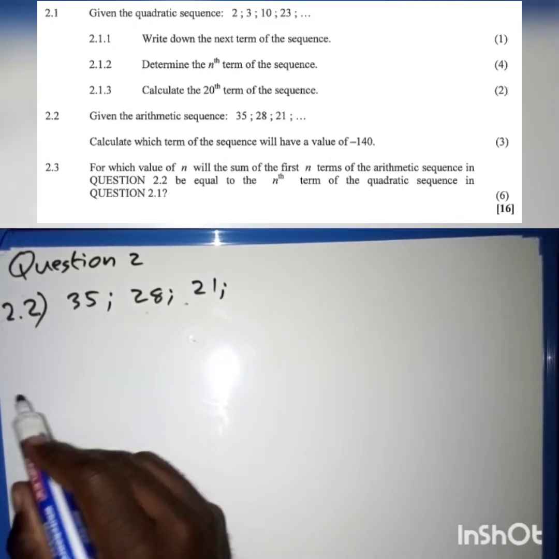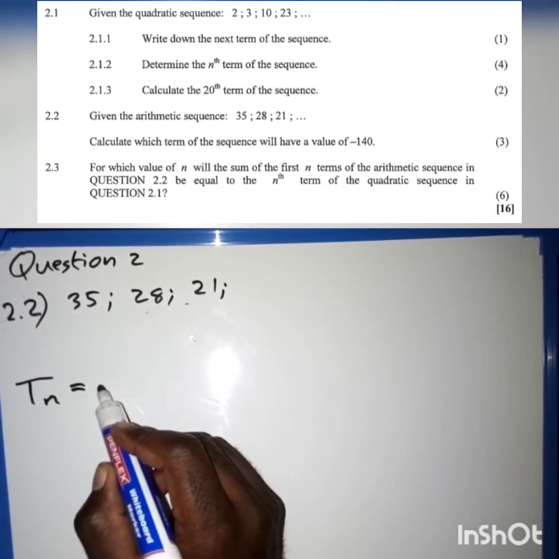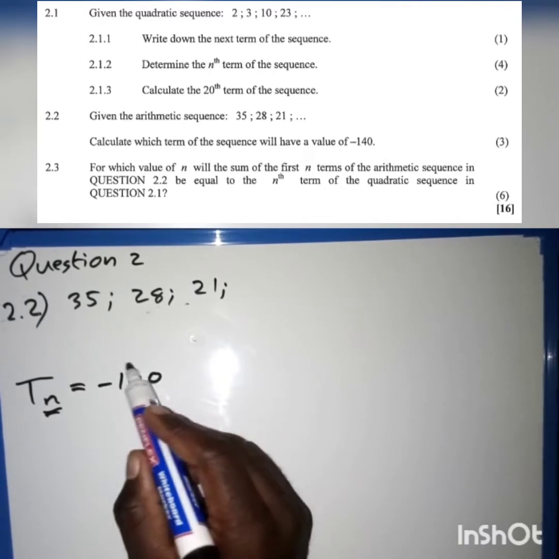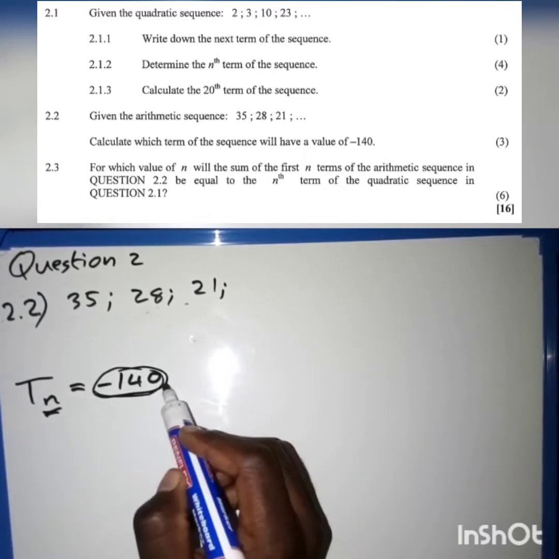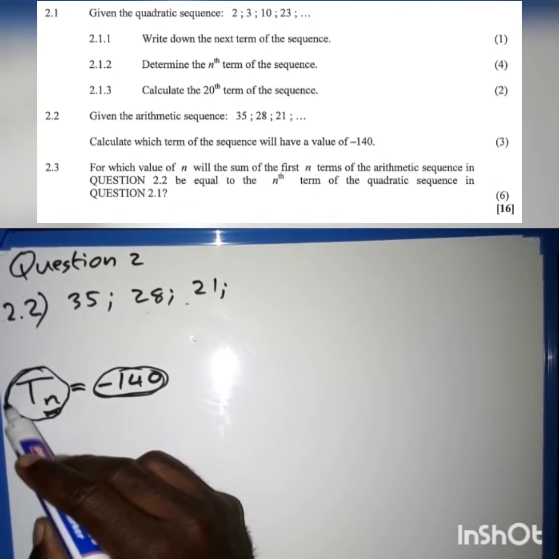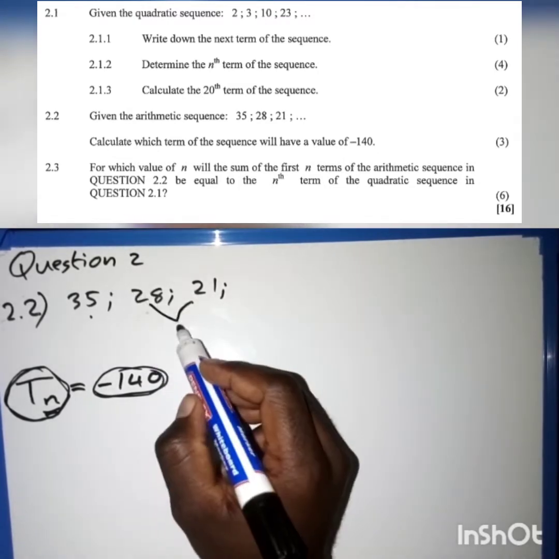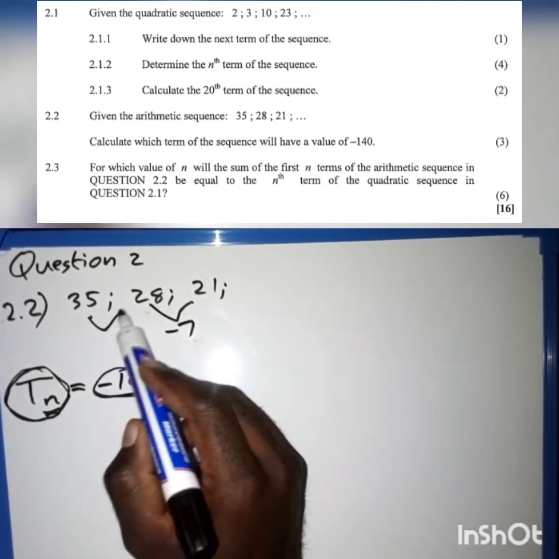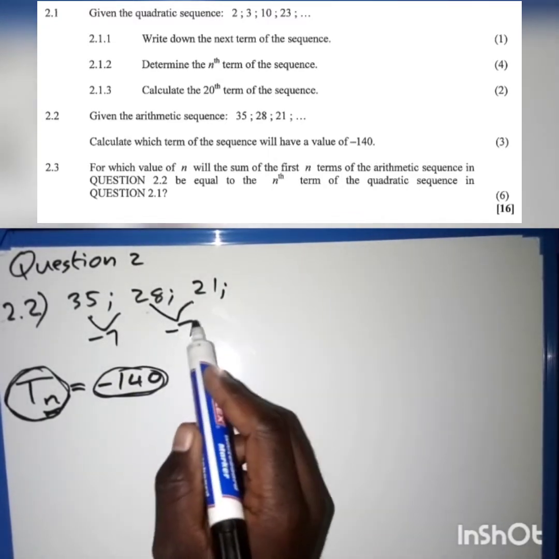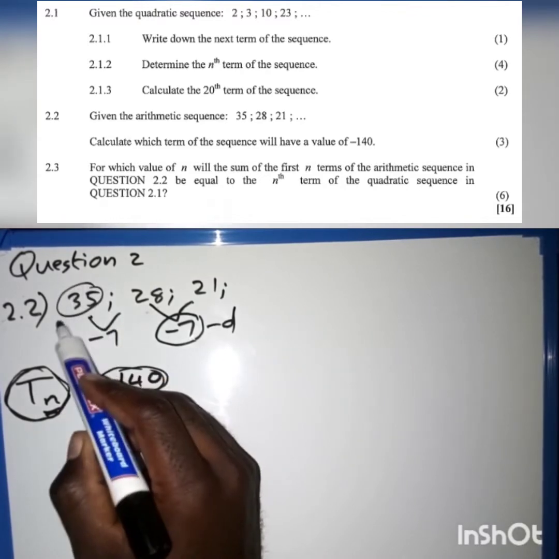So they want n, which Tn will give us what? Negative 140. So they want n when we have a term of negative 140. So in order to carry on, I must find the formula for my Tn. So I know that 21 minus 28 is what? Negative 7. 28 minus 35 is negative 7. And this is an arithmetic sequence. So this is my D and this will be my A.